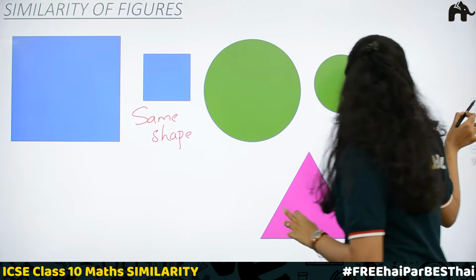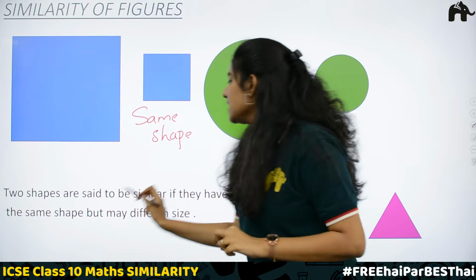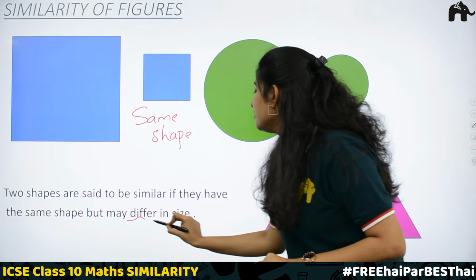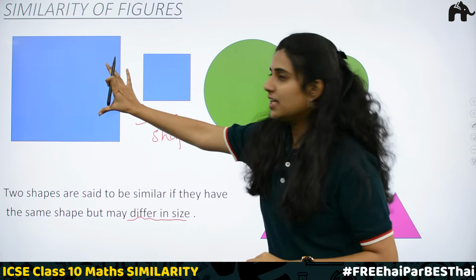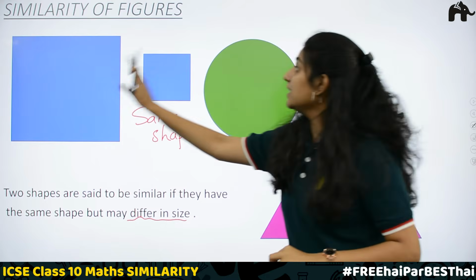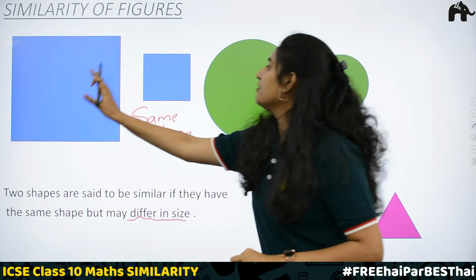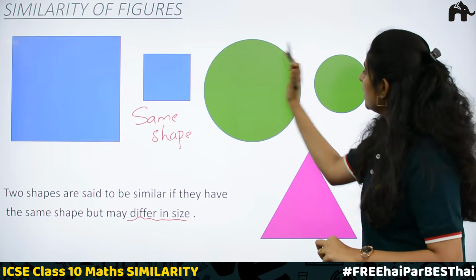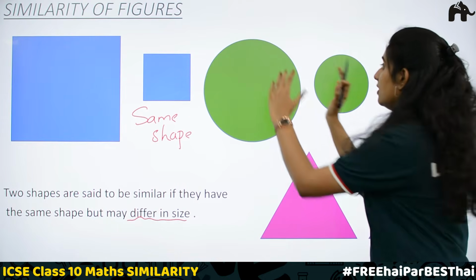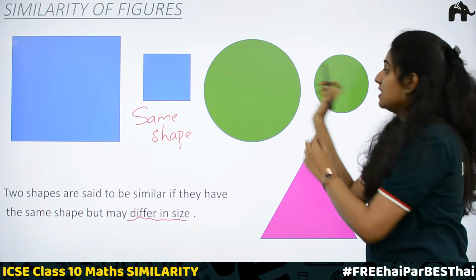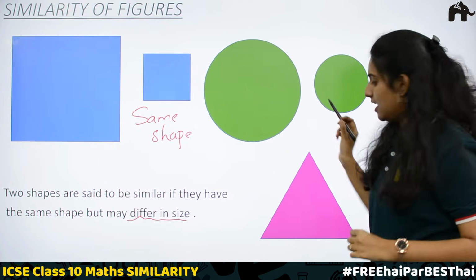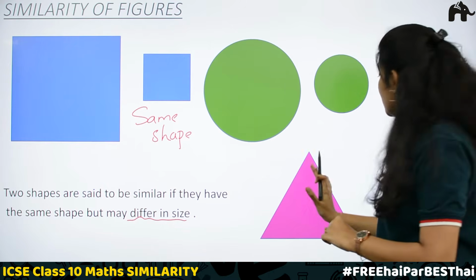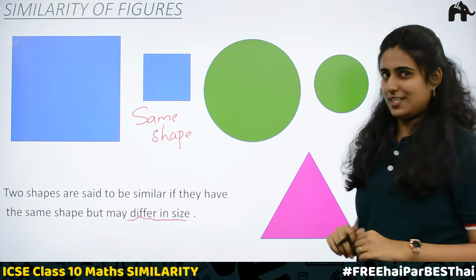Got it? That is, two shapes are said to be similar if they have the same shape but may differ in size. This is a bigger one. This is a smaller one. But they have the same shape. Therefore, these two figures are similar. Here again, this is big, this is small. Only thing is, they have the same shape. Since they have the same shape, they are similar. Here again, this is the bigger one and this is the smaller one. They have the same shape. They are similar figures. Got it?